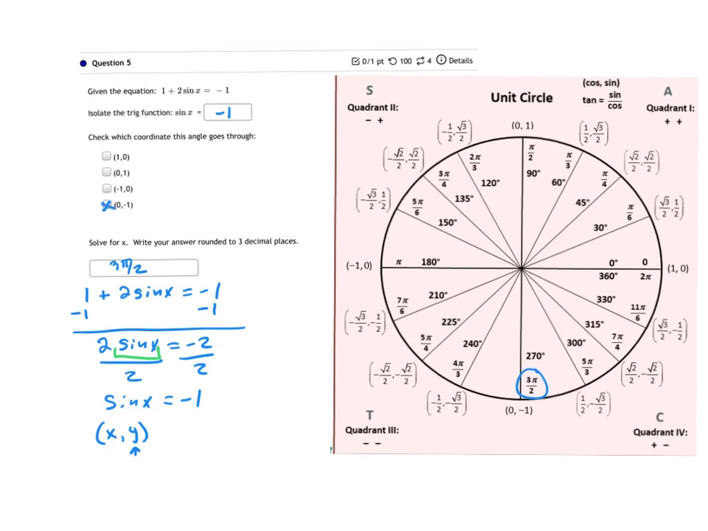Now, I'm not going to put it in my calculator right now, but you could put that in your calculator. If you did the inverse sine of negative 1, it will give you the correct decimal answer, but I just wanted to show you on a unit circle why you would get that coordinate for your answer.